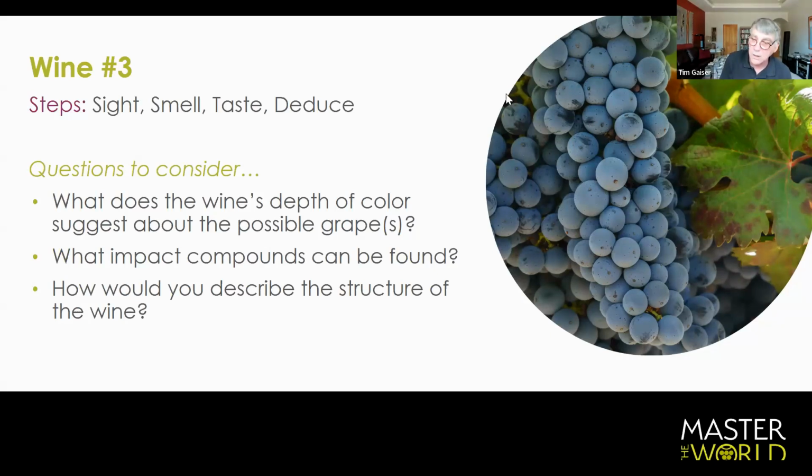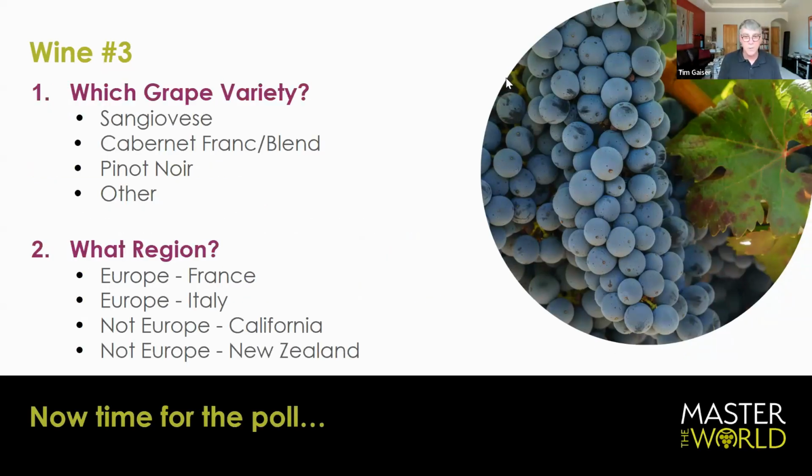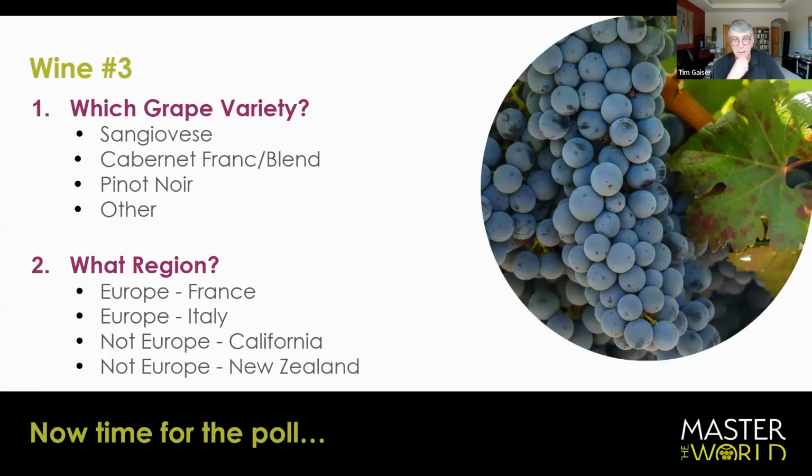All right, so here are your choices. We've got Cabernet Franc blend, Sangiovese, and Pinot Noir. Your regions to choose from are France for the Pinot Noir and Cabernet Franc blend, Italy certainly for Sangiovese, and California for all three, and then New Zealand certainly for Pinot Noir, although they make really good Cabernet Franc there, and there are a couple of producers that grow Sangiovese. Okay, everybody, consider everything we've talked about and place your votes, and let's see what we come up with.